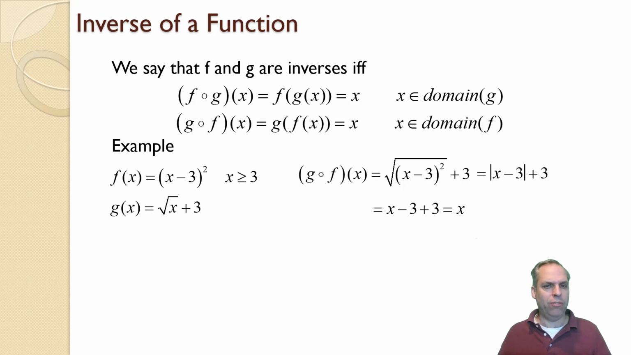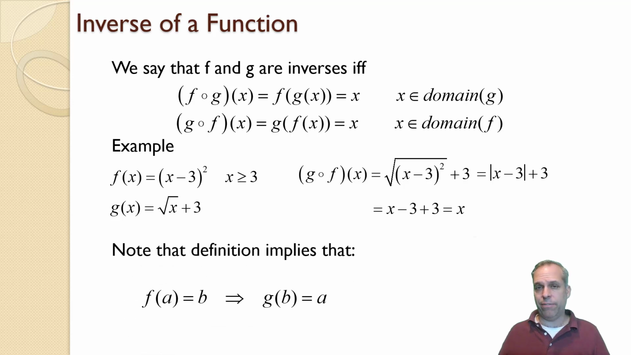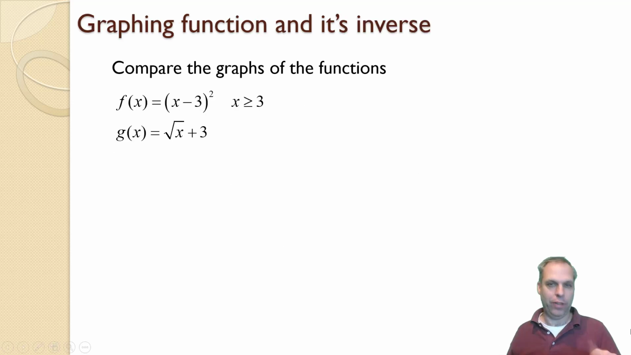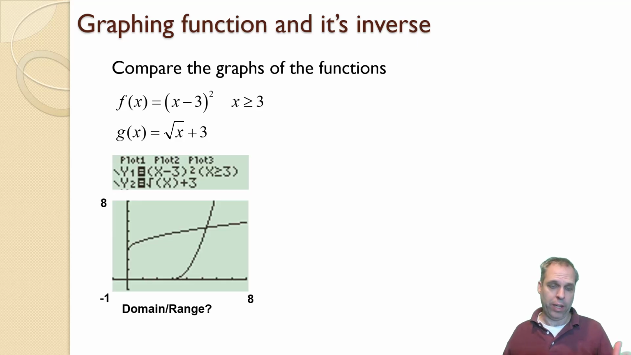You should also notice that just the definition of the inverses implies this: if f of a is b, then g of b is a. In other words, the input of one function becomes the output of the other. Let's look at these two functions a little bit more closely. If you graph them, they look like this.